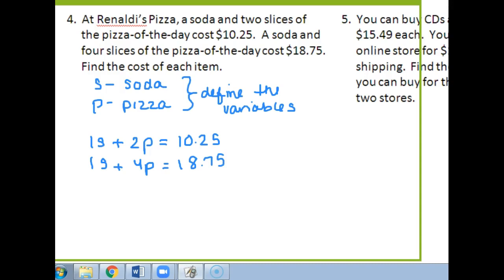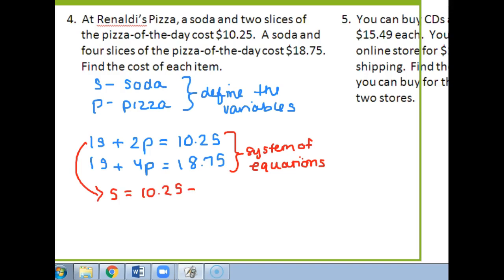So hopefully you recognize that these represent a system of equations, just like we had in the previous 3 examples. So what we're going to do is solve for the variable with a coefficient of 1. In this case, I'm going to solve for s and say that it equals 10.25 minus 2p. And then I'm going to replace s in the second equation with my solved-for s in this equation.